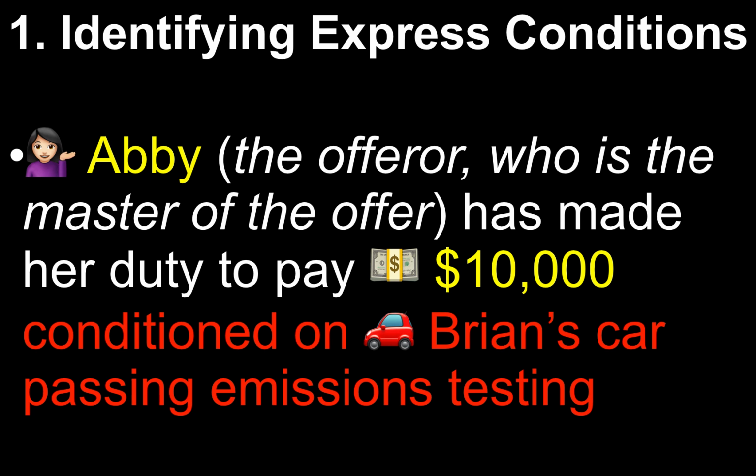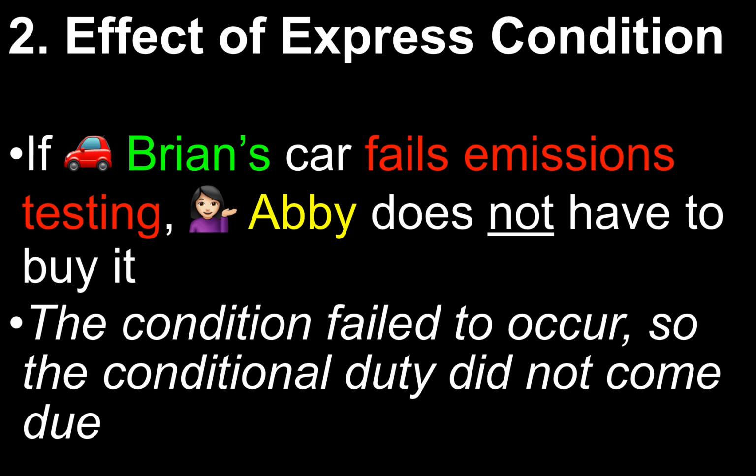Our second step is to look at the impact or effect of a condition being present on a duty. And now we look to Restatement Section 225. Section 225 of the Second Restatement of Contracts says, performance of a duty subject to a condition cannot become due unless the condition occurs or its non-occurrence is excused. Let's look at this example.